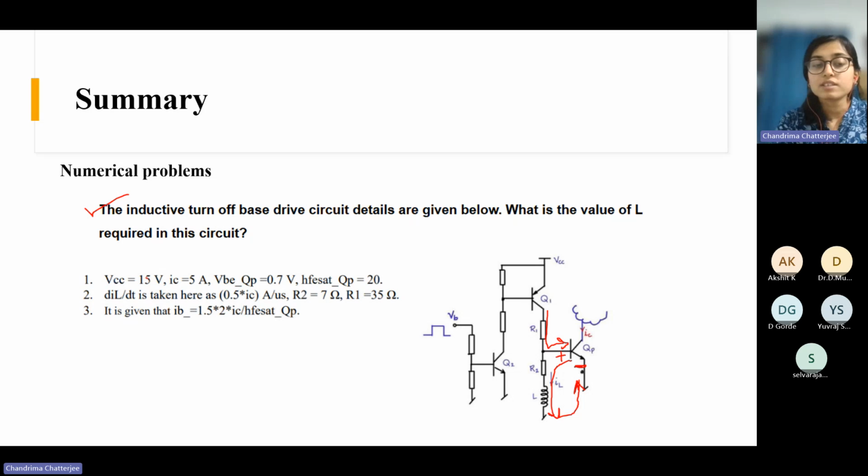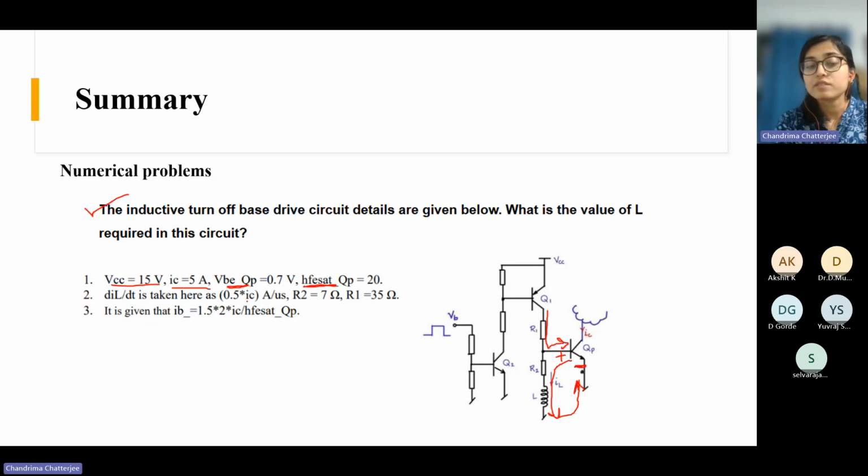So here, what are the parameters given? VCC, IC. IC means this one. This current, this IC, is given. Then VBE of QP, the base emitter junction drop, is 0.7 volt. HFE sat, that is beta, is given as 20. di/dt is given.